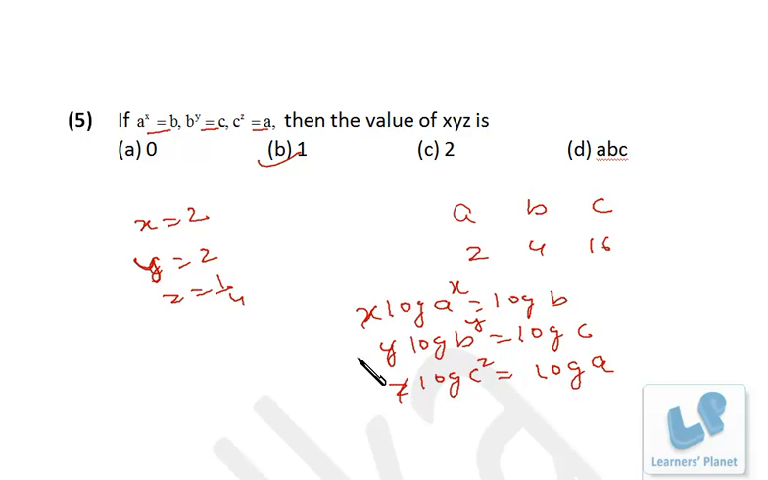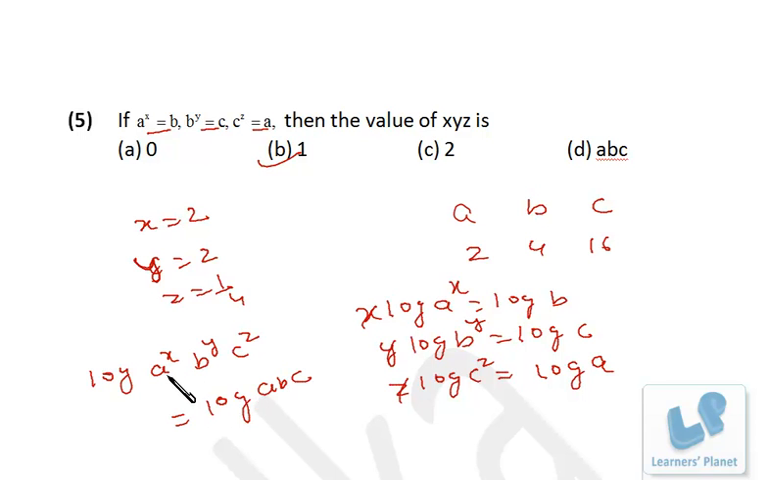Now add up all of them. Log of a raised to x plus log of b raised to y plus log of c raised to z will be log of a raised to x into b raised to y into c raised to z, right? So that is log of a plus b plus c. So that's log of abc, right? Now what?